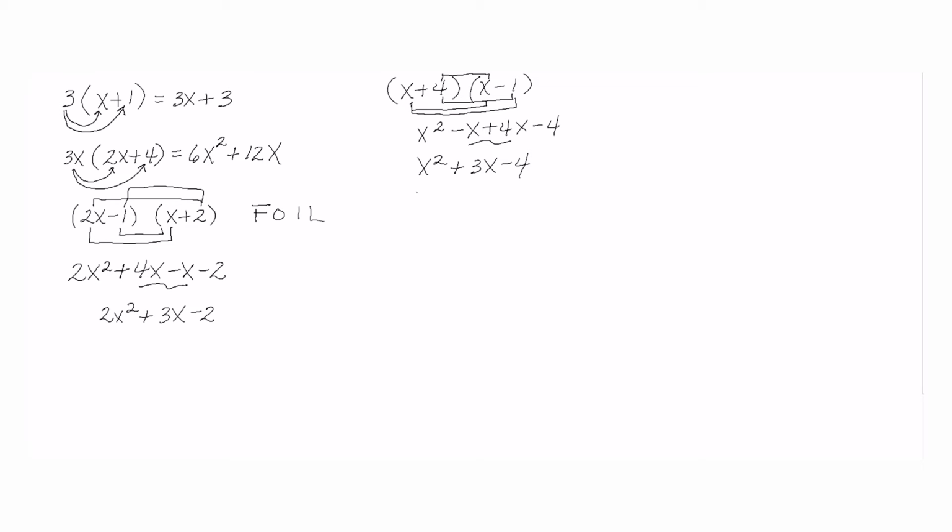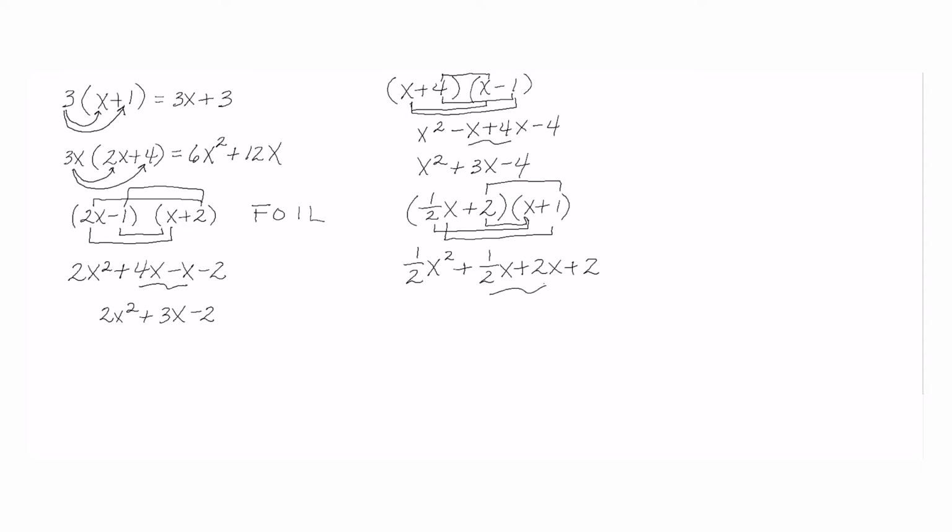Let's do one with fractions in it. Everybody's favorite, right? So if we have 1/2 x plus 2 times x plus 1, so 1/2 x times x gives us 1/2 x squared. So then our outer is going to give us plus 1/2 x. Then our inner is going to give us 2x. And then our last is going to give us plus 2.